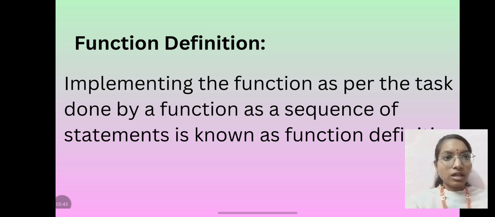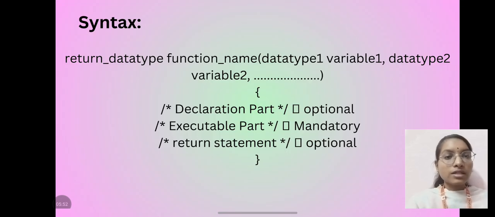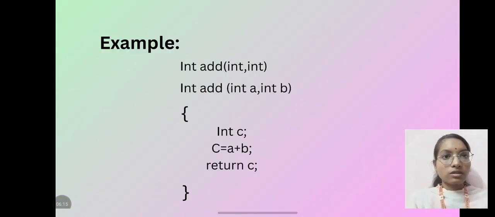Function definition. Implementing the function as per the task done by the function as a sequence of statements is known as function definition. Here is the syntax of function definition: return data type function name (data type 1 variable 1, data type 2 variable 2) { // comments; declaration part optional, executable part mandatory, return statement optional }.